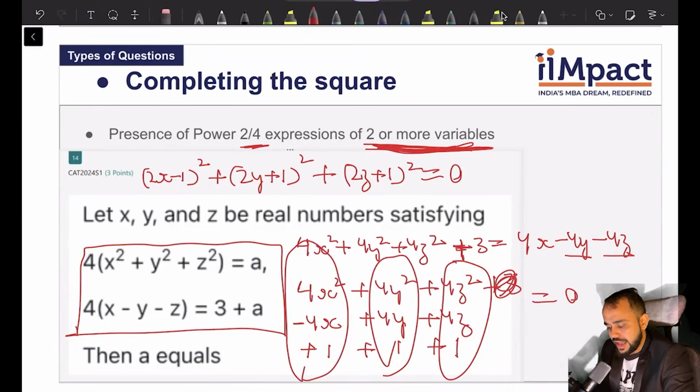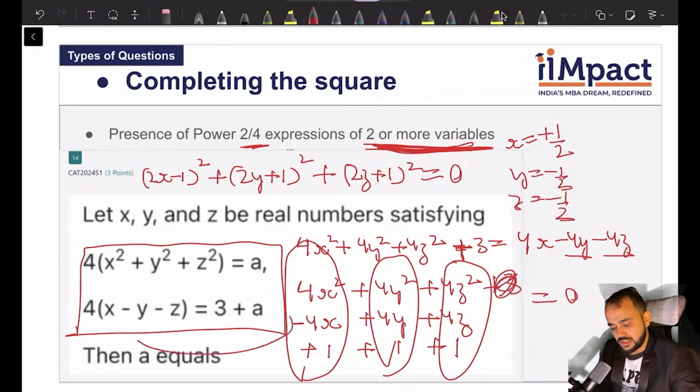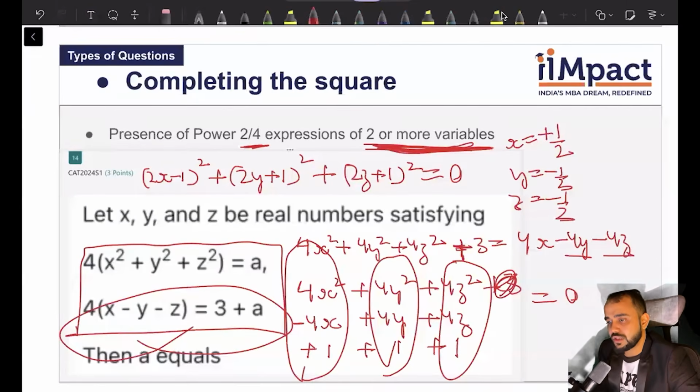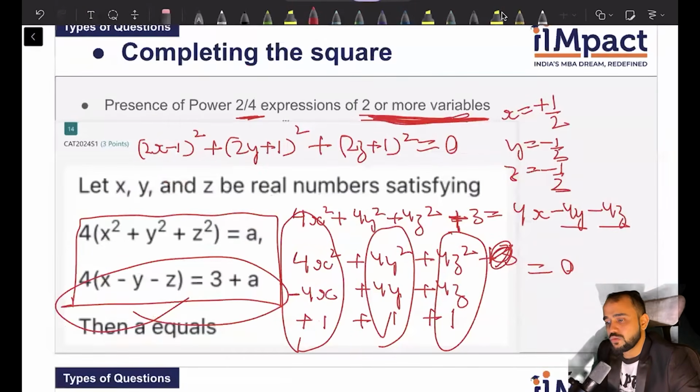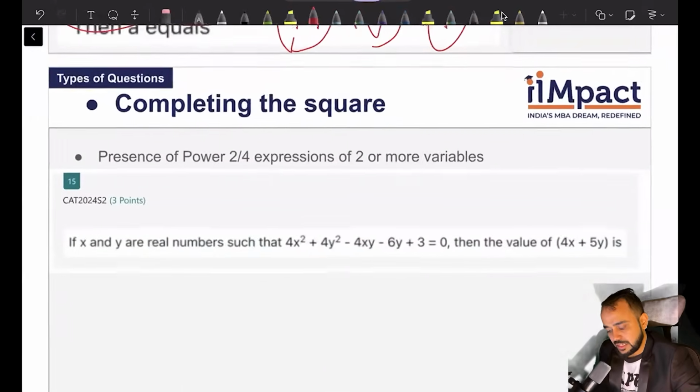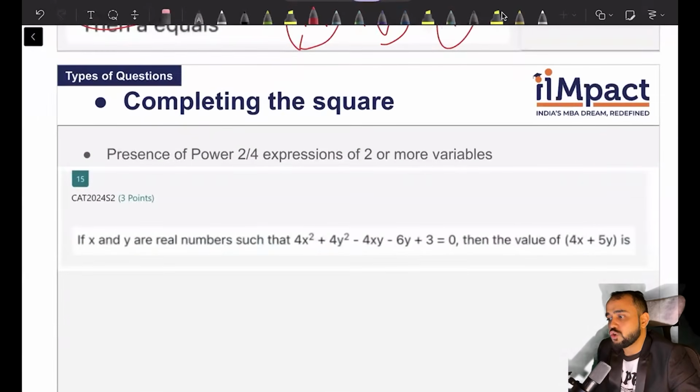So now you get x is equal to minus 1, x is equal to plus 1 by 2, y is equal to minus 1 by 2, and z is equal to minus 1 by 2. You put this in this equation and find the value of a, which is what they have asked for. This is last year slot 1. This is last year slot 2.